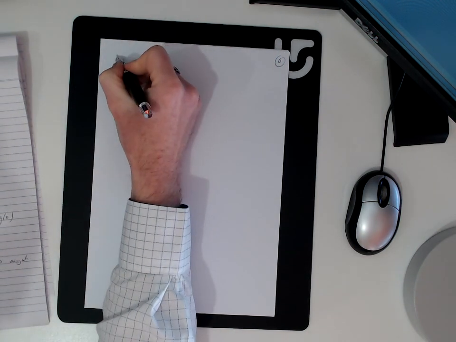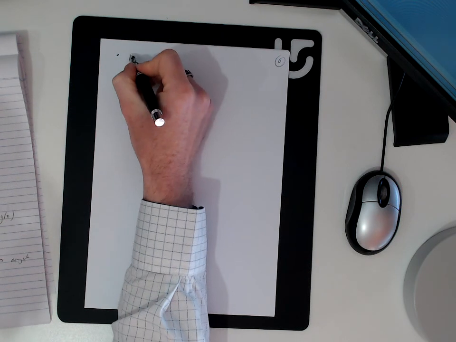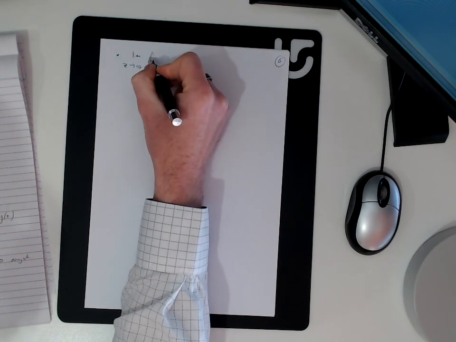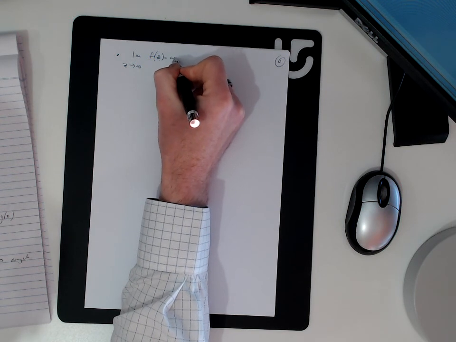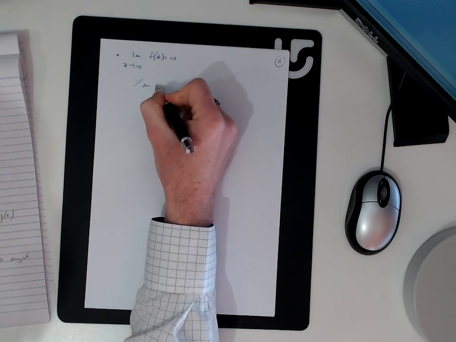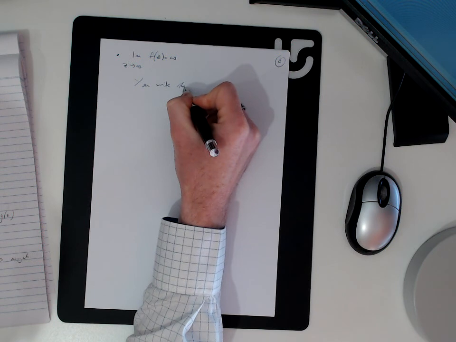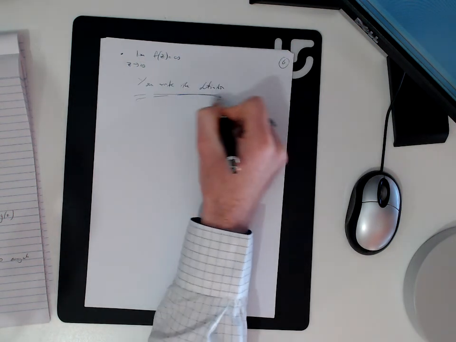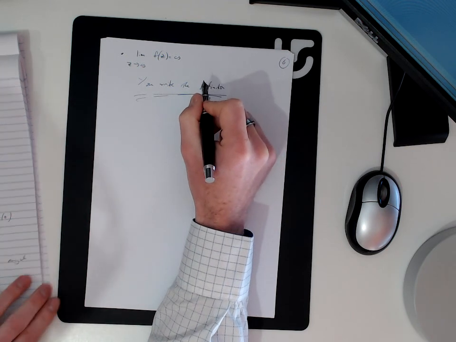And there's one more definition that's needed, but I want you to work through the details for this. The limit as z goes to infinity of f(z) equals infinity. I do really want you to do this. You write the definition down. It will help you think it through.